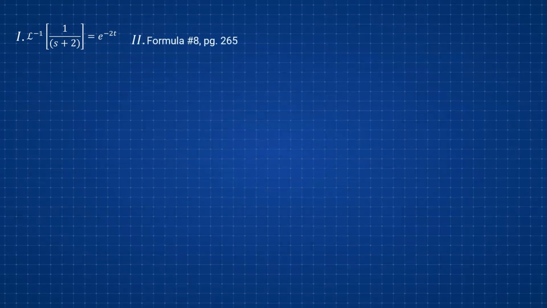Solving for number 2, instead of doing a PFD, I can use the formulas that are given in page 265. So if you look at your book, the one that we're using, you look for formula number 8 on that page 265, and it looks like this. And it says that the Laplace inverse of 1 over s minus a all of that square is equal to t e to the at.